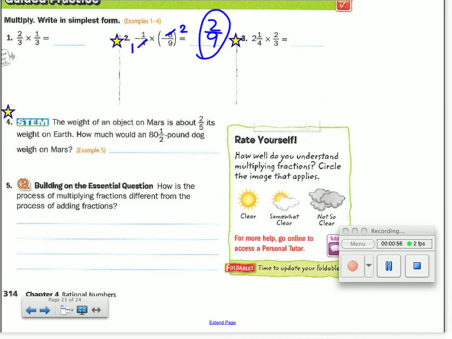The next one, if we work through the steps, step 1 says write it sideways, which is already written sideways. Step 2, change them into improper fractions if you have mixed numbers. So we're going to have to do that. 4 times 2 is 8, plus 1 is 9 over the 4 times 2 over the 3.